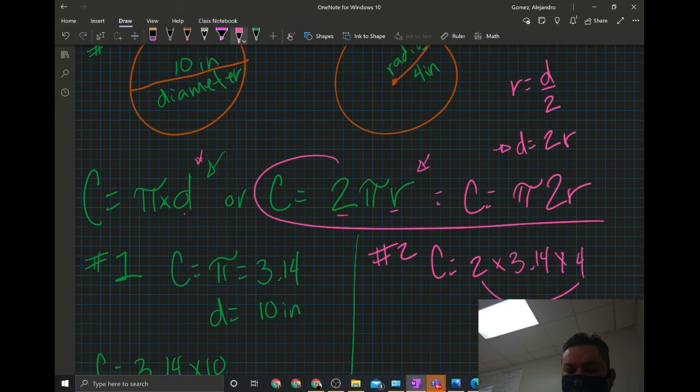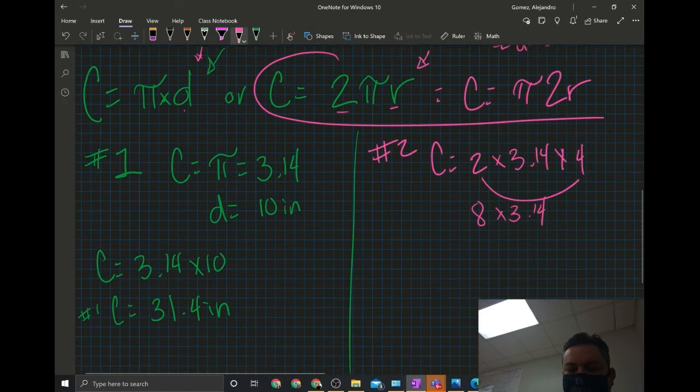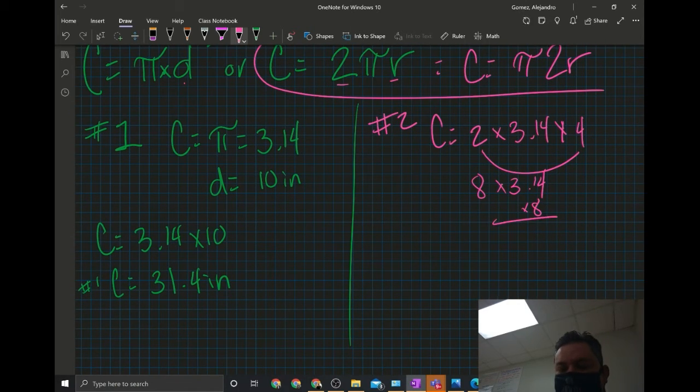2 times 4 is 8, and 8 times 3.14, when you multiply that: 8 times 4 is how much? That's 32. Carry the 3. 8 times 1 is 8, plus 3 is 11. Carry the 1. 8 times 3 is 24, and 1 is 25. You have 2 decimal places, so move the decimal back. So the circumference for circle number 2 is going to be 25.12 inches.